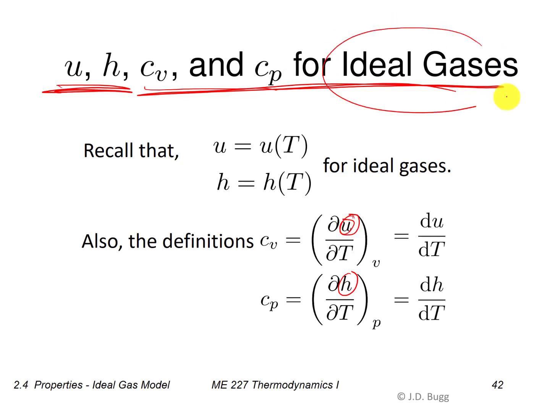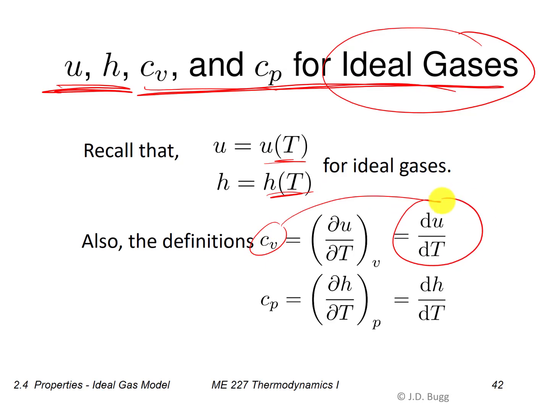However, for ideal gases, it's not. It's only a function of one variable. So that means that we can express CV just as du dt and Cp just as dH dt, derivatives of only one variable, temperature, because they only depend on temperature. So this is quite useful because it means we can essentially undo this relationship by integrating it and figure out changes in internal energy from changes in temperature. And that's what CV and Cp are really useful for.